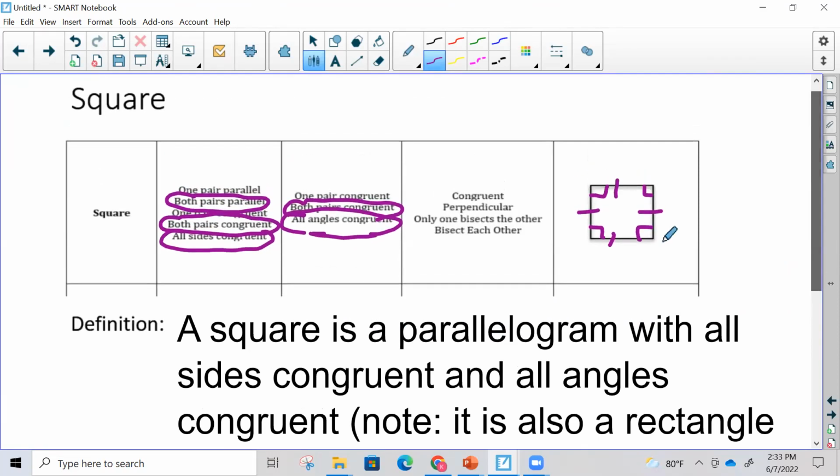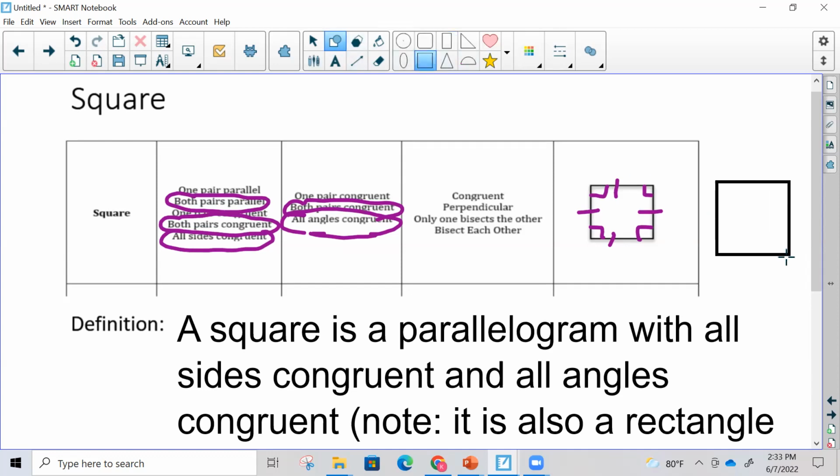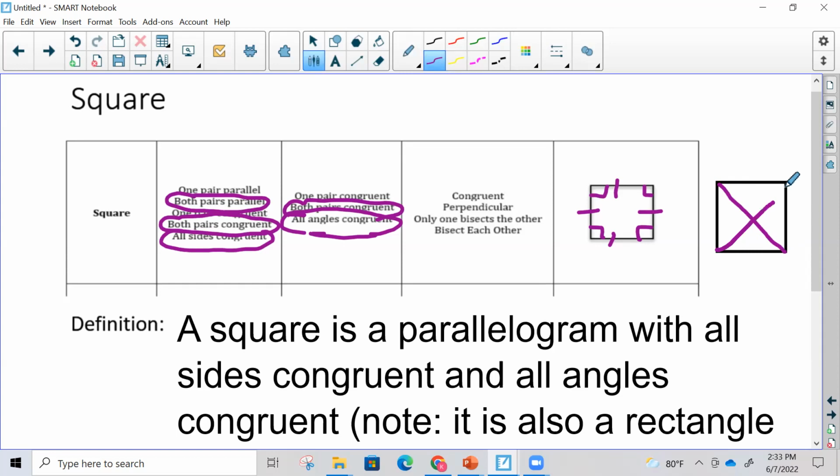And then for the diagonals, everything we know about the ones that we talked about, the parallelogram, the rhombus, the rectangle, is also true for the square. So we know that the 4 parts of the diagonals are equal, and we know that they're 90 degrees. So they are congruent, they're perpendicular, and they bisect each other.